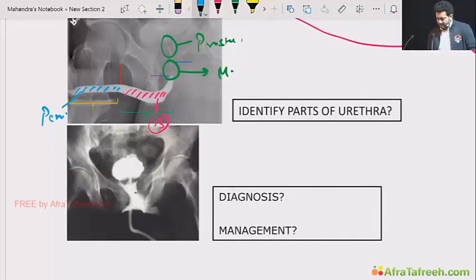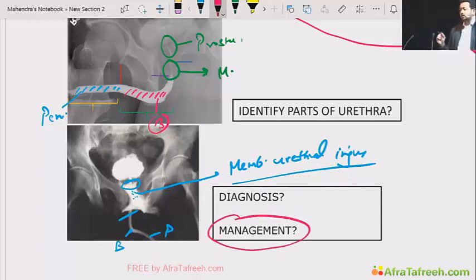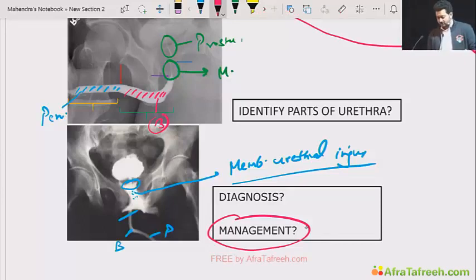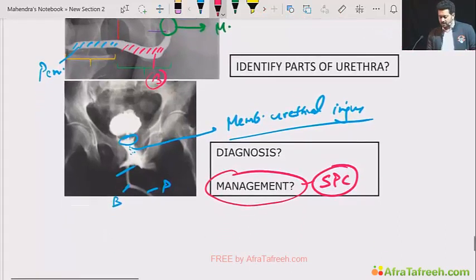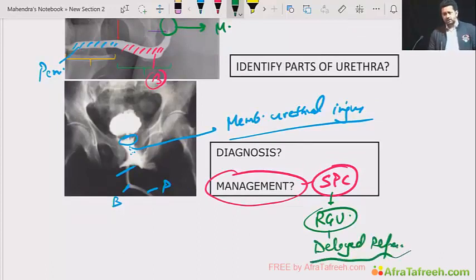In this case, you can see the dye is leaking from the membranous urethra. This is the prostatic part, this is the membranous, this is bulbar, this is penile. So this is a membranous urethral injury. In the management, what will you not do? Very important. Patient comes with a history of pelvic trauma and blood at the tip of the meatus. Patient complains of a distended bladder. Patient wants to micturate, but he could not. What will you not do? Do not put a Foley's catheter. So what will you do? SPC, suprapubic catheterization. Then you will go for a retrograde urethrogram to see the injury, and then you will do a delayed repair. You don't do the repair at that time. You can wait for about 8 weeks, and after that you can do the urethroplasty. Okay, delayed repair.